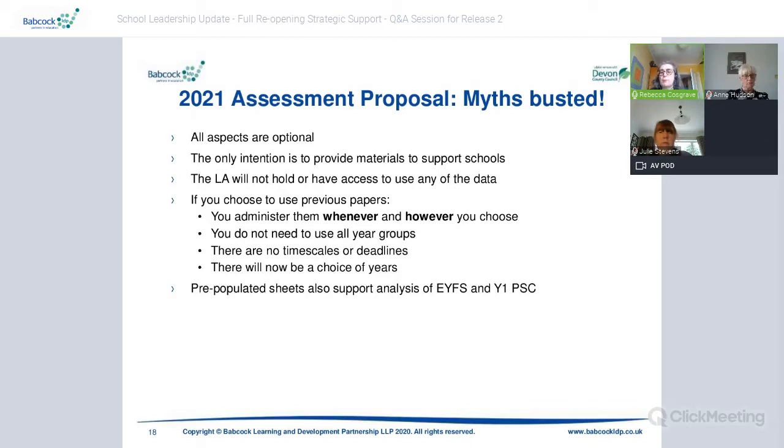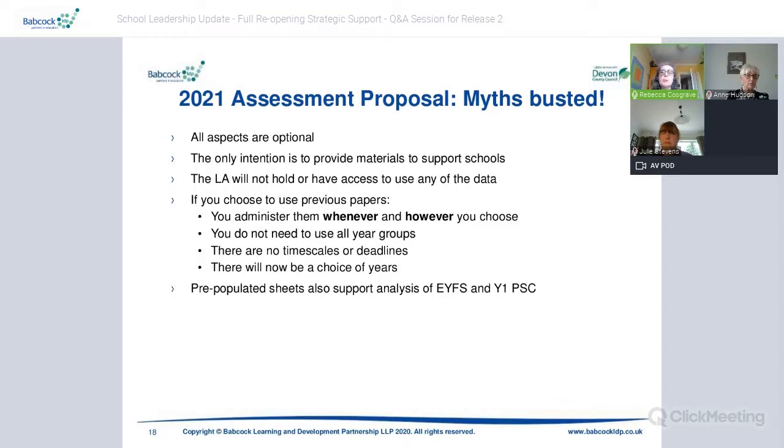I've put the myths up there on the screen because, mea culpa, I think the way that proposal document was worded wasn't as clear as it could be, and I've had loads of conversations since then to try and clarify. But these points are really, really important. Particularly stressing the fact that if any of you do want to engage with any of the resources or the guidance we're providing, it's all optional, all parts of it, engaging with it at all.